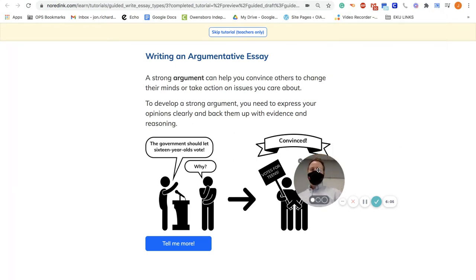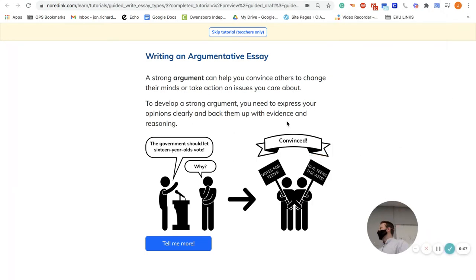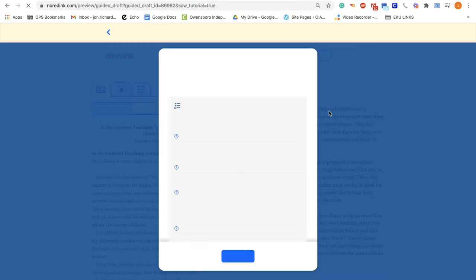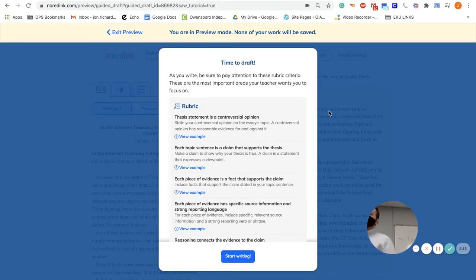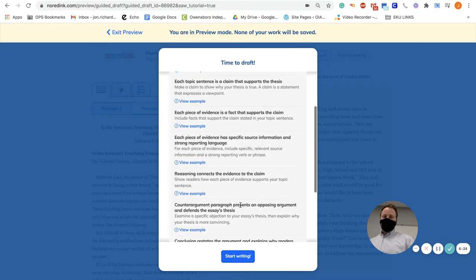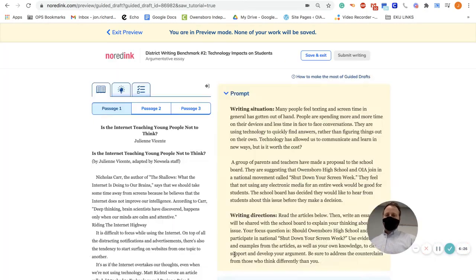It will walk you through a tutorial on how to write an argumentative essay. We have done this before, but it's a good refresher. We will go over that together tomorrow. My goal for you today is if you are caught up on everything else, especially if you're sitting at home, you can take a look at this now, okay? This kind of gives you an example of how to look at everything. We're going to go straight into it.